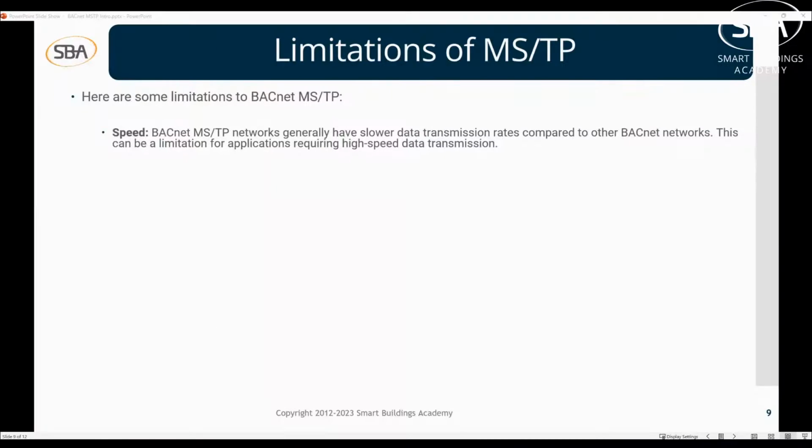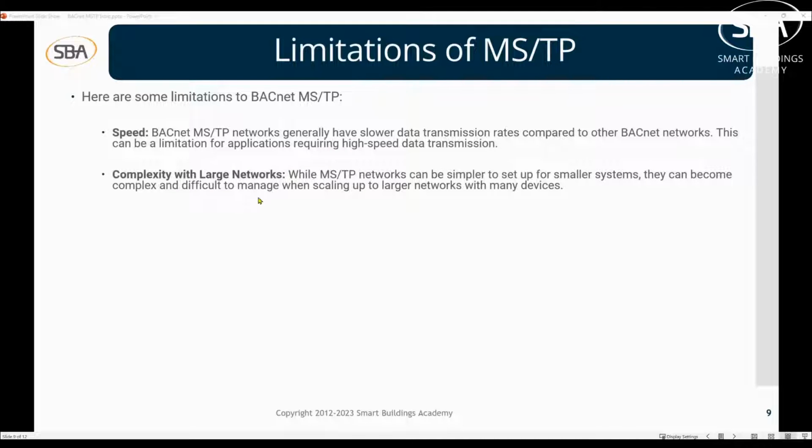So one thing we want to look at is what are the limitations of BACnet? BACnet MSTP networks generally have slower data transmission rates compared to other BACnet networks. This can be a limitation for applications requiring high-speed data transmissions. The larger the network, the more complex it gets. And the more complex it gets, the more opportunities for failure. You want to reduce as many things as you can to a single point of failure where it's possible. Where it's not possible, you want to have redundancy.